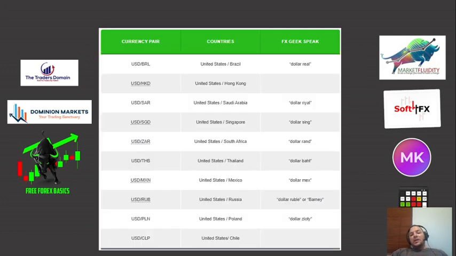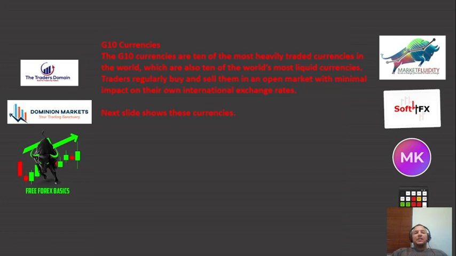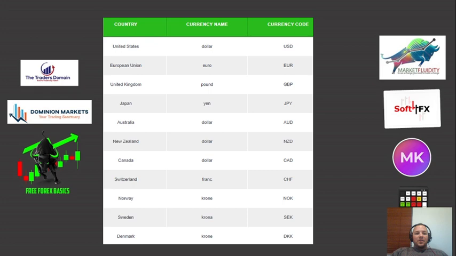So guys, take a look, maybe pause, just look through the stuff. Look, it's not something that you absolutely need to know, but it's good to just get an understanding of everything that you see. Alright, G10 currencies. The G10 currencies are 10 of the most heavily traded currencies in the world, which are also 10 of the world's most liquid currencies. Traders regularly buy and sell them in an open market with minimal impact on their own international exchange rate. The next slide, let's give this a go.